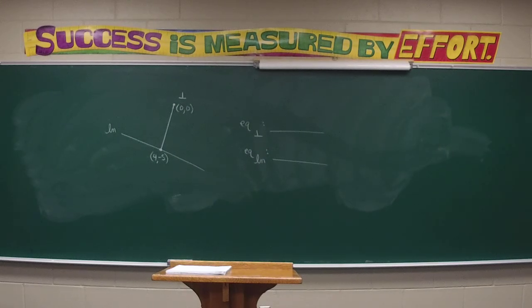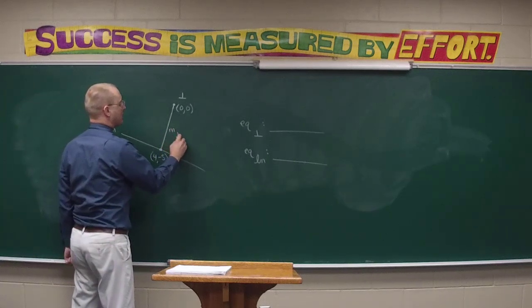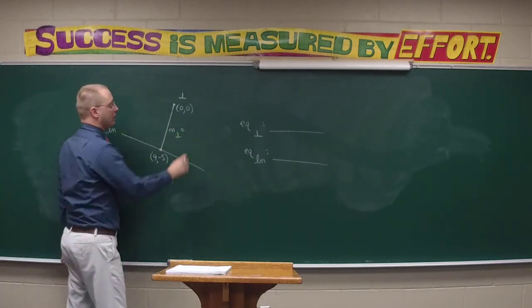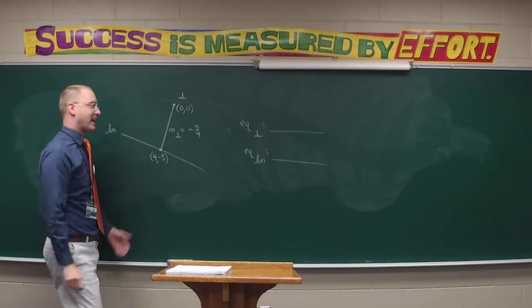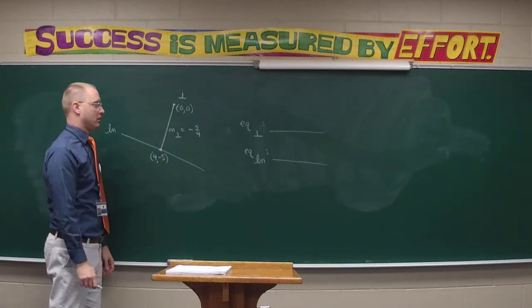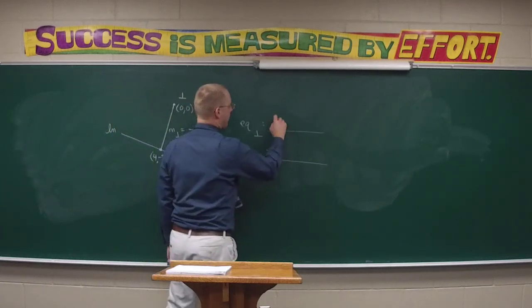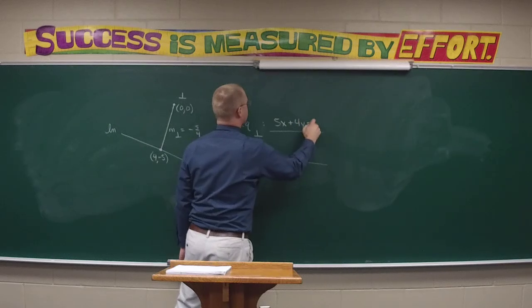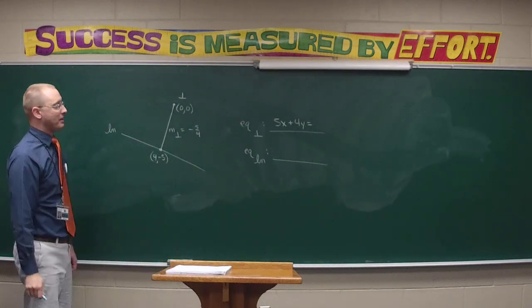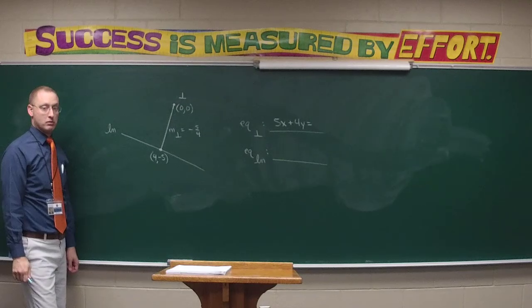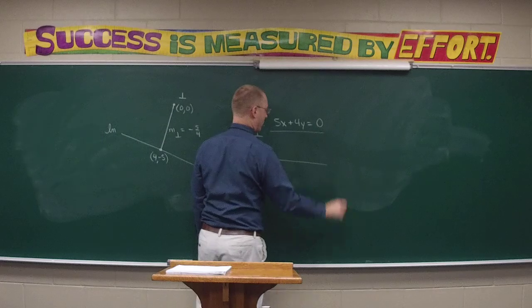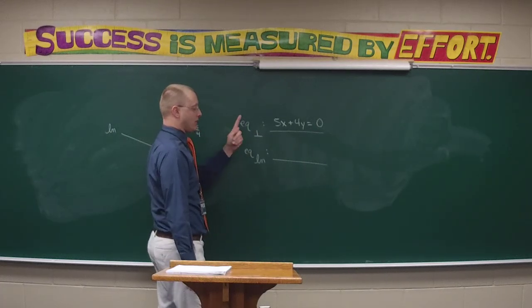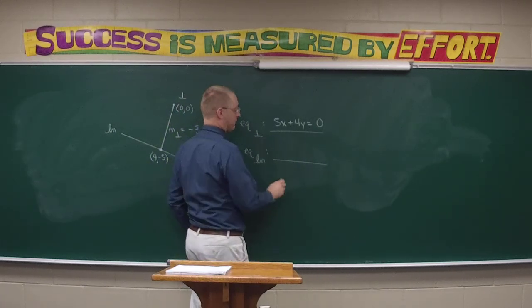Before you can find an equation, class, you gotta have the slope. And what is the slope of the perpendicular going to be? -5/4, which means the equation of the perpendicular, class, must start 5x plus 4y equals something. Now to finish the equation, I'm going to have to plug in one of the points, preferably the 0, 0, and I get 0. If that's the equation of the perpendicular, Quentin, how does the equation of my line start?